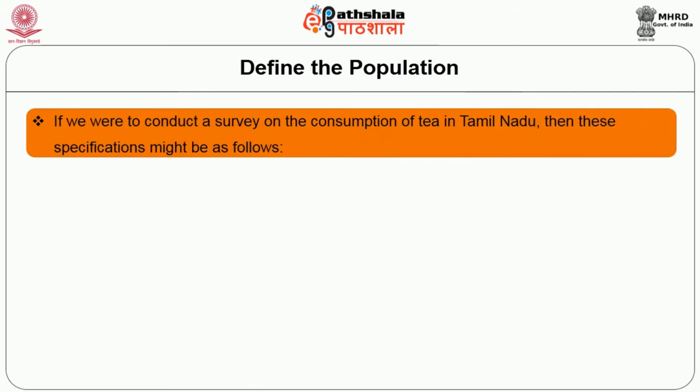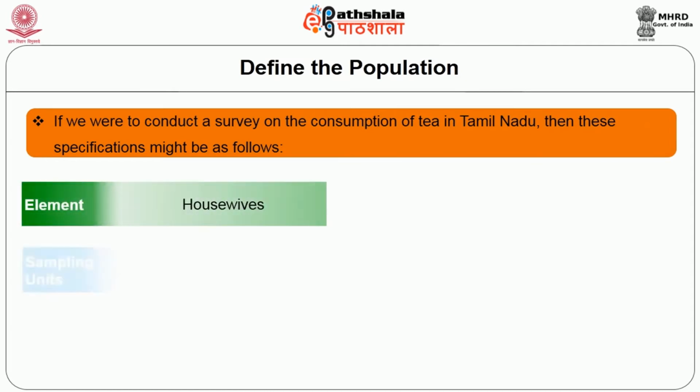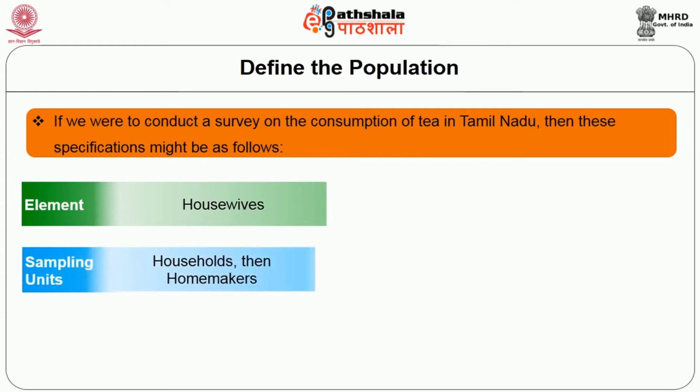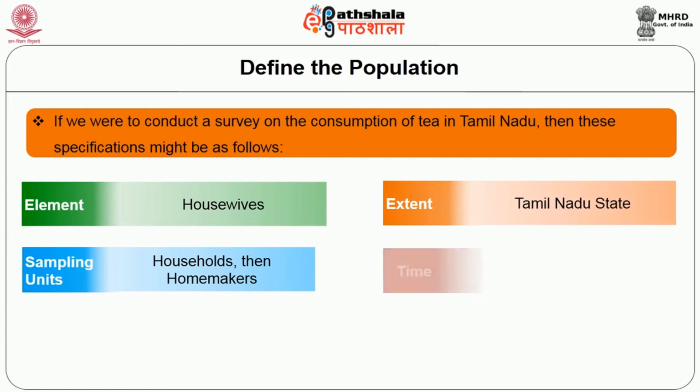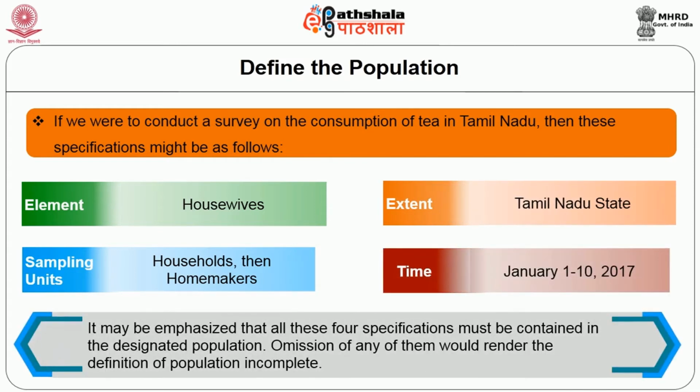Here is a simple example. If we were to conduct a survey on the consumption of tea in Tamil Nadu, then these specifications might be as follows. Element is housewives, sampling unit is household, and then homemakers. Extent is Tamil Nadu, and time is January 1st to 10th of 2017. It may be emphasized that all these 4 specifications must be contained in the designated population. Omission of any one of them would render the definition of population incomplete.